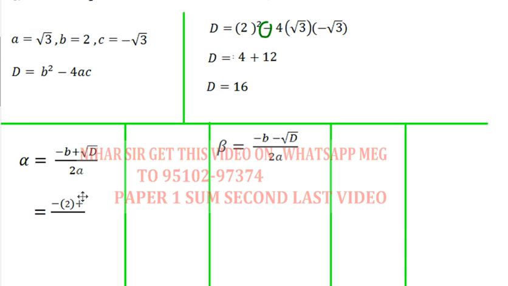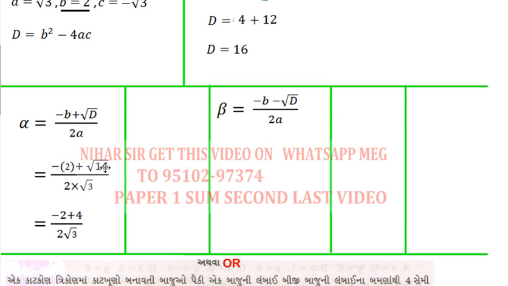Now let's put in the values. b is equal to 2, and minus b is minus 2, plus root d, root 16, upon 2a. So minus 2 plus 4, the root of 16 is 4, and below, 2 root 3. Now 2 upon 2 root 3. Now I don't want this root in the denominator, so I multiply the numerator and denominator by a number, and multiplying by the same number makes no difference to the answer.